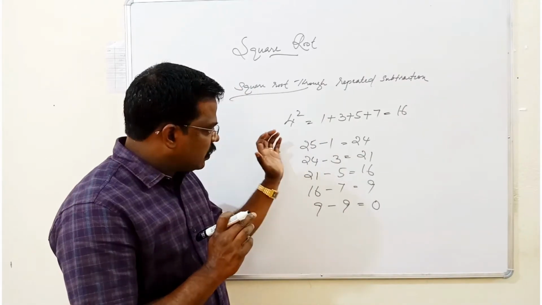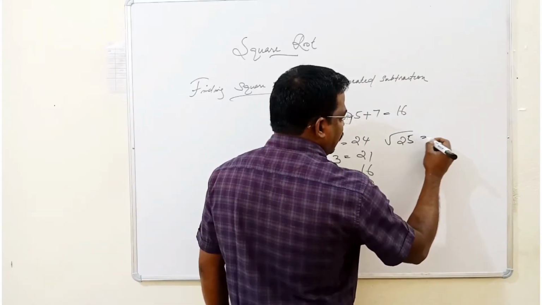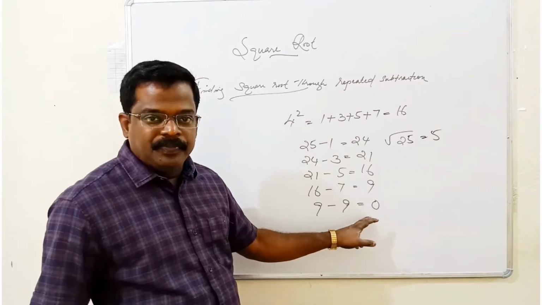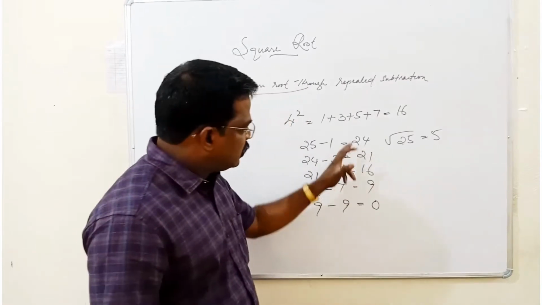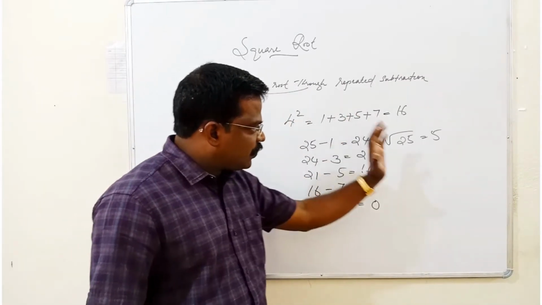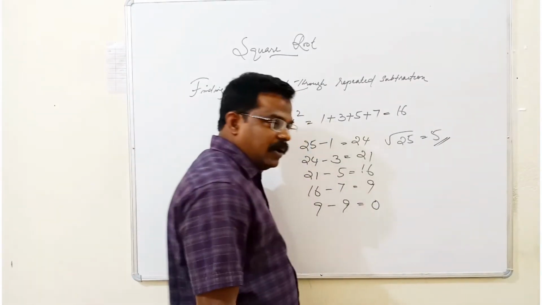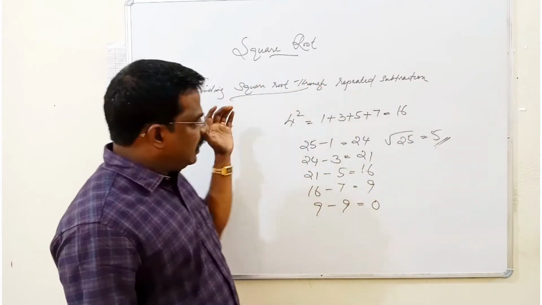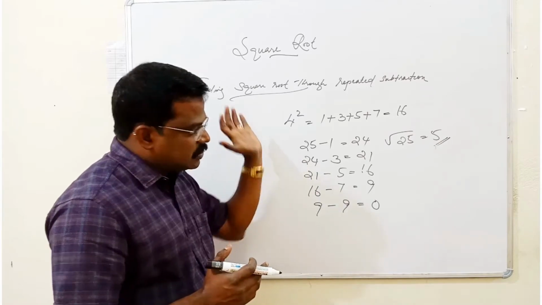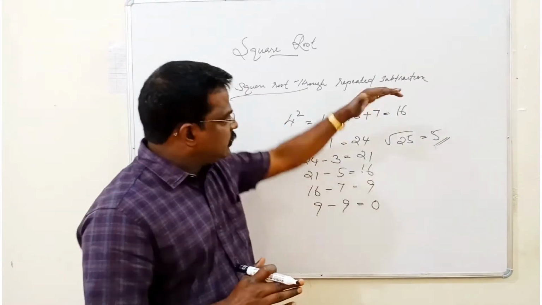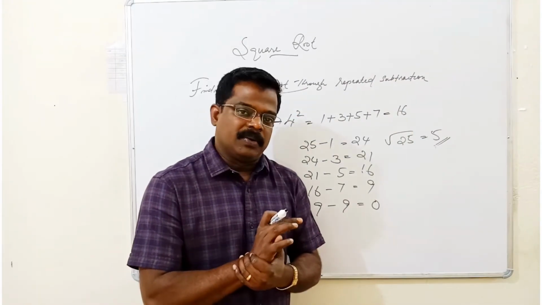So from 25 we subtracted the first 5 odd numbers. That is why the square root of 25 is 5. Why? For getting 0, we used the first 5 steps, 1, 2, 3, 4, 5. On our 5th step, we got the answer. If we take 81, we will get 0 in the 9th step, so the square root of 81 will be 9. So that method, repeated subtraction, also can be used for finding square root.